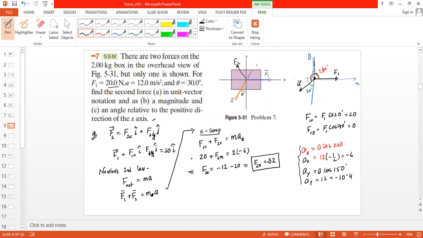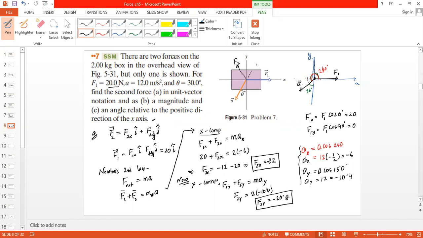And same again, let's consider the y component now. If we consider the y component, this gives us F1y plus F2y equal to may. By the way, F1y is equal to 0, so I am just left with F2y. This is equal to m, which is 2, times ay, which is minus 10.4. So that means my F2y is equal to minus 20.8. So this is my F2y, okay?